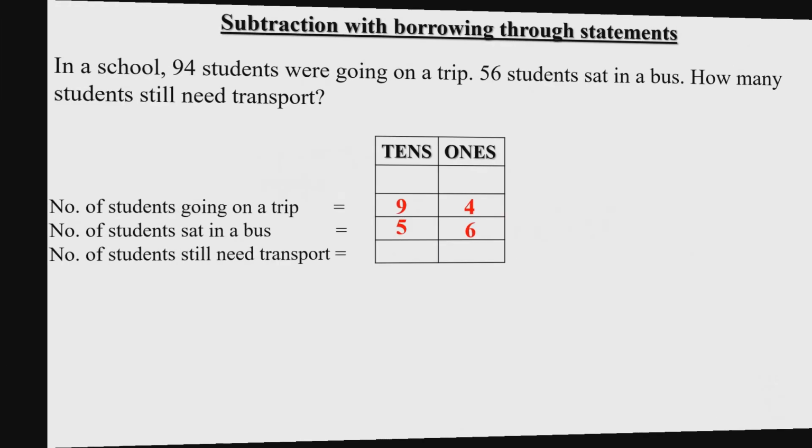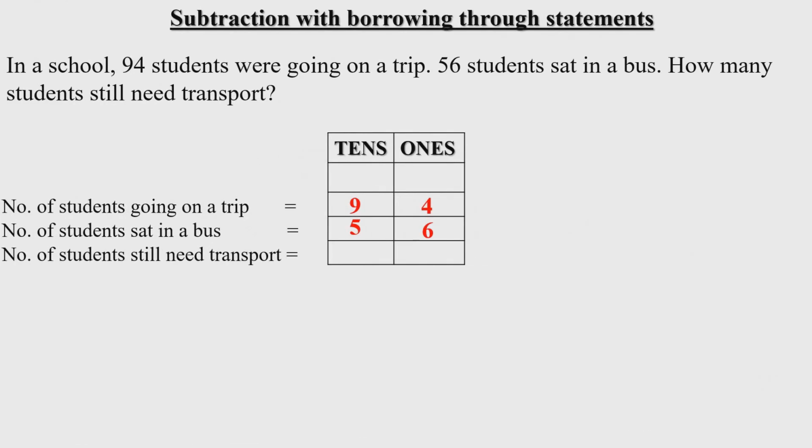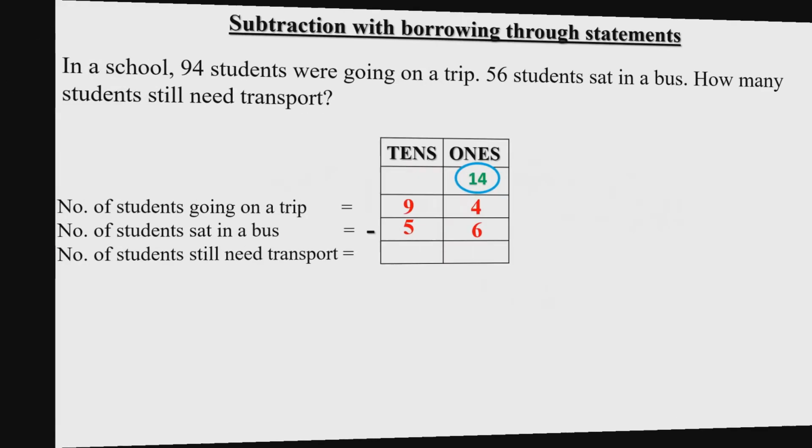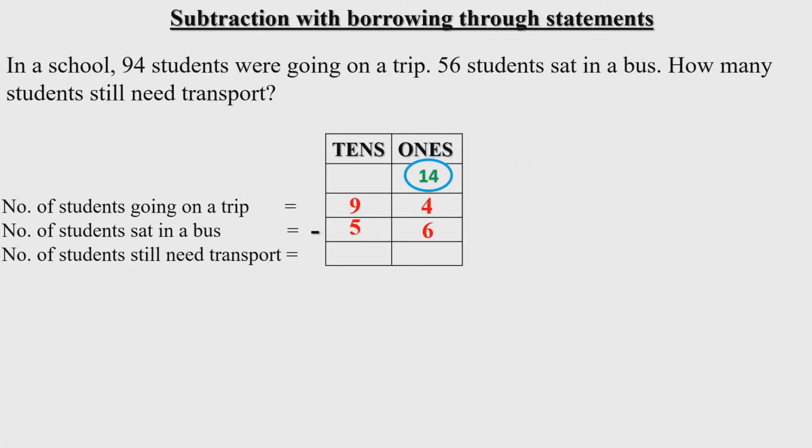Firstly, we'll arrange these numbers in the column of ones and tens. Put the sign of subtraction at the left side of subtrahend 56. Then subtract the digits of ones column first, which are 4 minus 6. Now here 6 is greater than 4, so it cannot be subtracted. So we will borrow 1 ten from tens column. Then it will be 10 plus 4 is equal to 14. Now subtract 6 from 14.